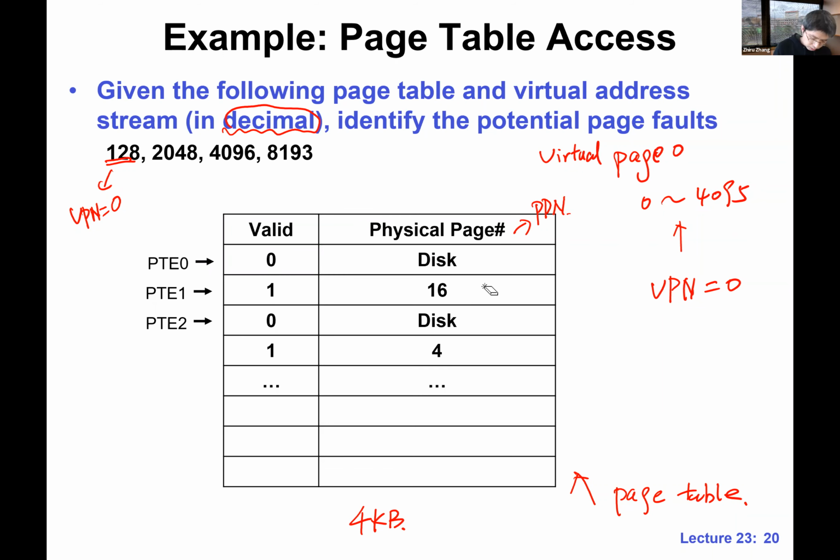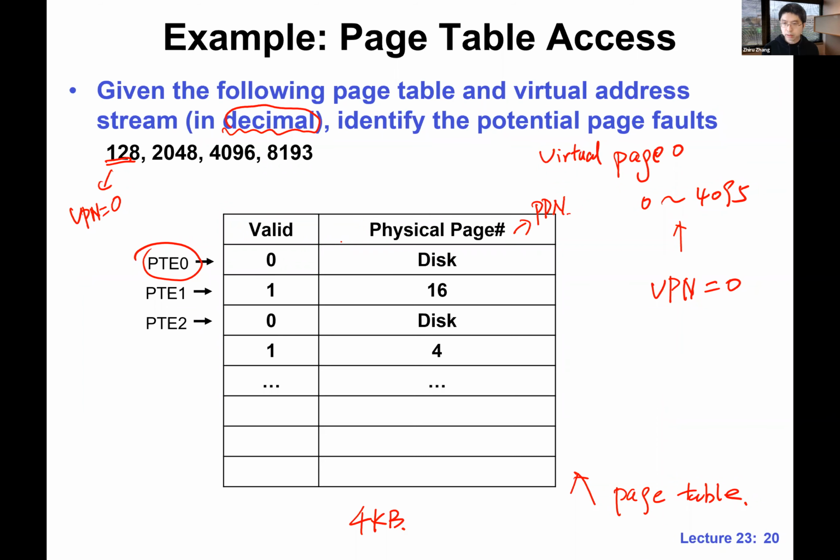Okay, again, make sure you ask, since I'll give you a quiz. VPN is 0, so that means we are going to address this PTE. We use the VPN to address the page table. VPN 0 means we are going to address page table entry 0.